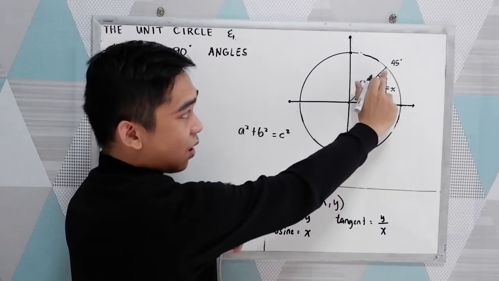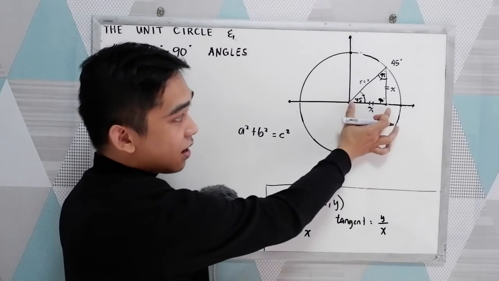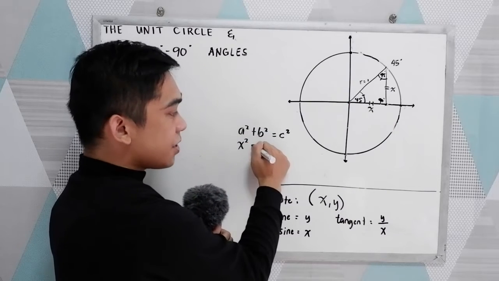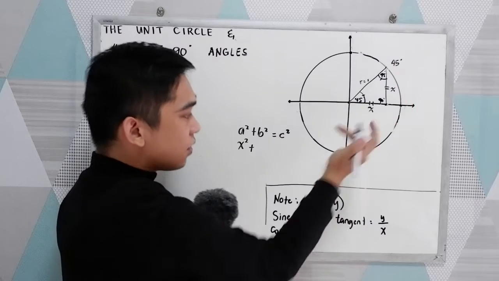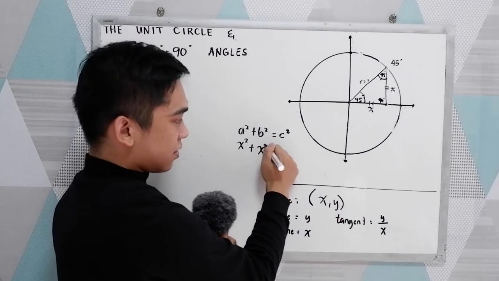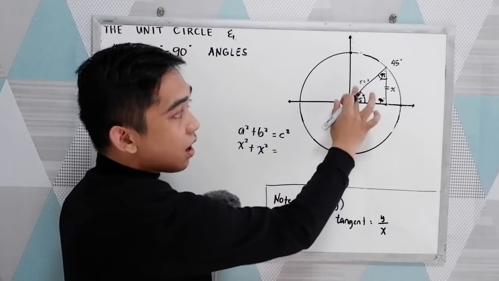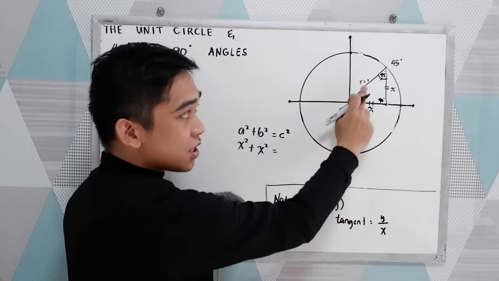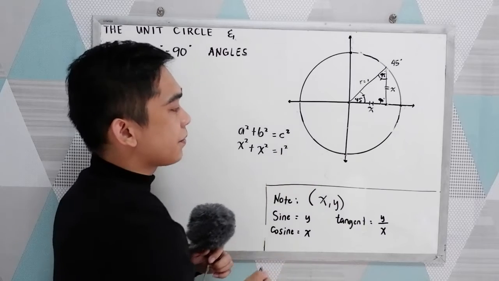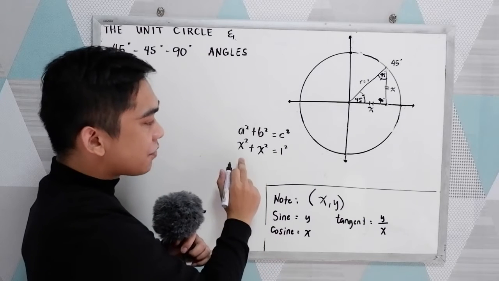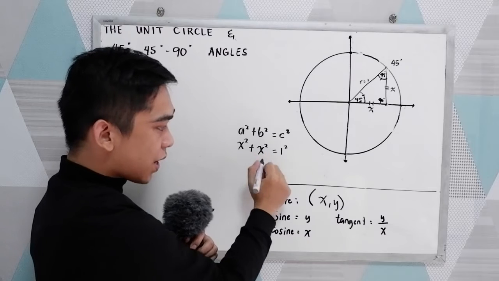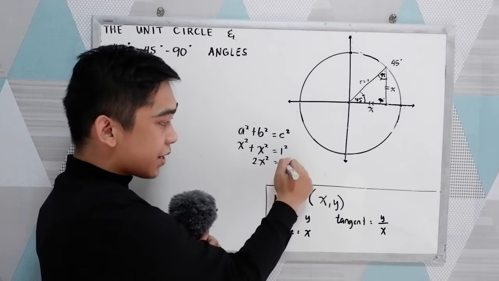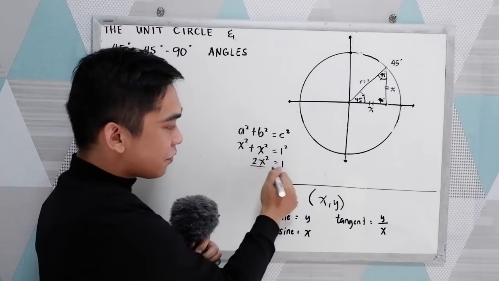In this case, in our right triangle, our a is x. So we have x squared plus the other leg, our b, which is also x, is equal to r. Our r or c, the hypotenuse, is equal to 1, so 1 squared. Now we have x squared plus x squared, that is 2x squared, is equal to 1 squared, that is 1. Now divide by 2.